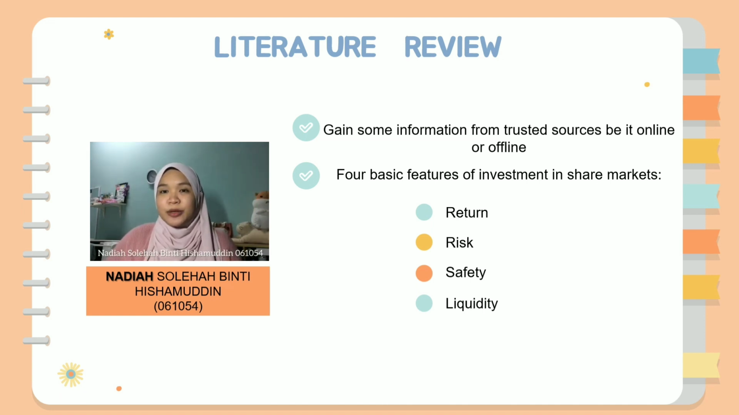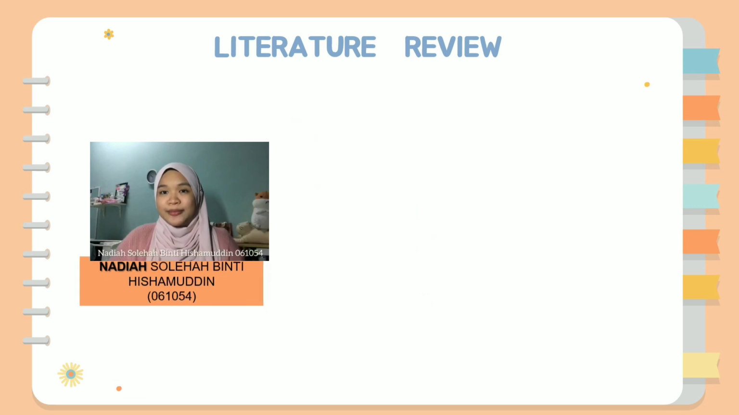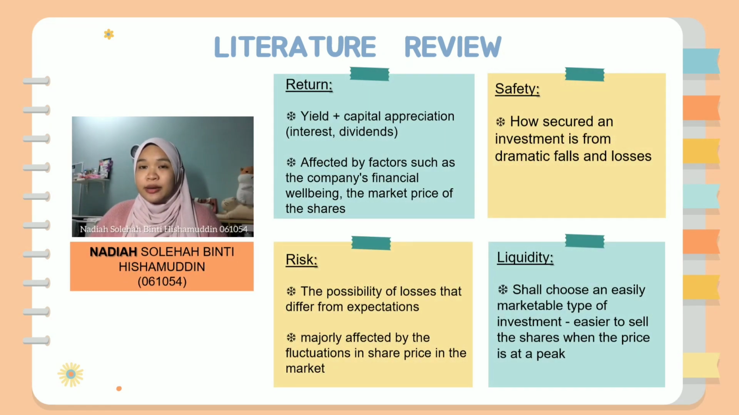Let's discuss the basic features of investments in share markets. There are four of them, which are return, risk, safety, and also liquidity. The first one is return. Return is summed from yield plus capital appreciation, where the capital appreciation is the total amount after subtracting the purchase price from the sale price.